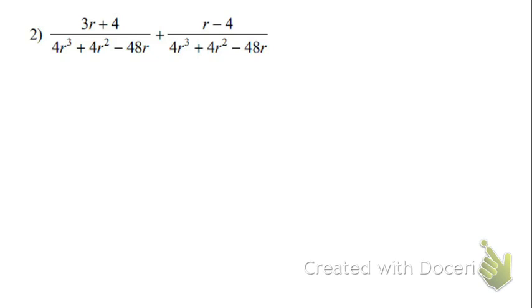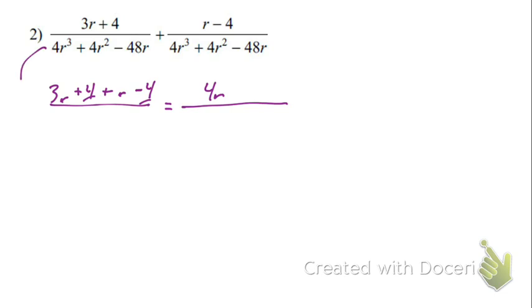Next up top, we're still adding. So this is 3r plus 4 plus r minus 4. That's my numerator, which becomes 4r, and that's it. Interesting, because the 4's go away here. Now, if I'm factoring out my denominator, I'm going to take out a 4r. Ooh, okay. And I'm left with r squared plus r minus 12? Yeah, 12. So I can keep factoring.